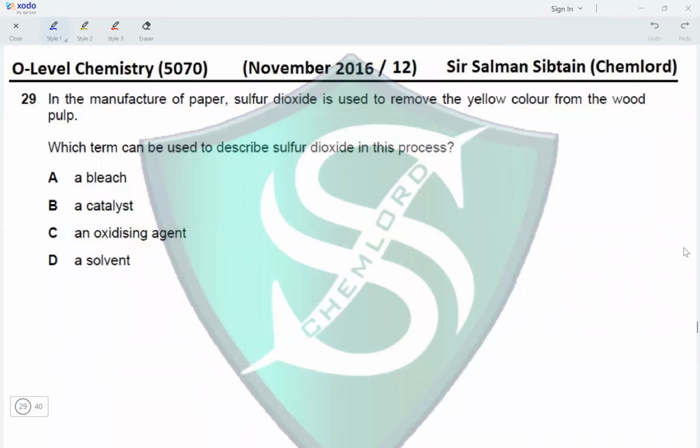Question 29. In the manufacture of paper, sulfur dioxide is used to remove the yellow color from the wood pulp. Which term can be used to describe sulfur dioxide in this process? If it is used to remove color, it is used as a bleach, not as a catalyst, not as an oxidizing agent, not as a solvent. It is used as a bleach because bleach is used to remove the color, and the yellow color of paper is removed by sulfur dioxide. Therefore, sulfur dioxide in this process acts as a bleach, which makes option A the correct option for this question.